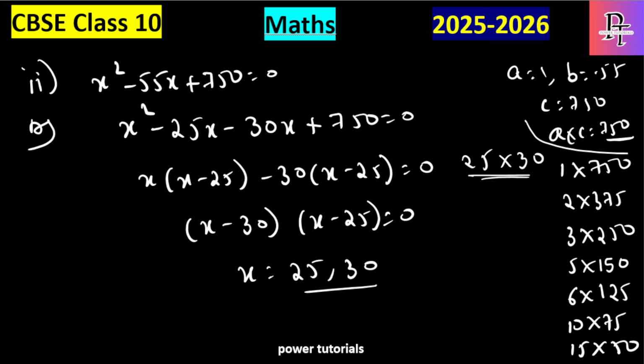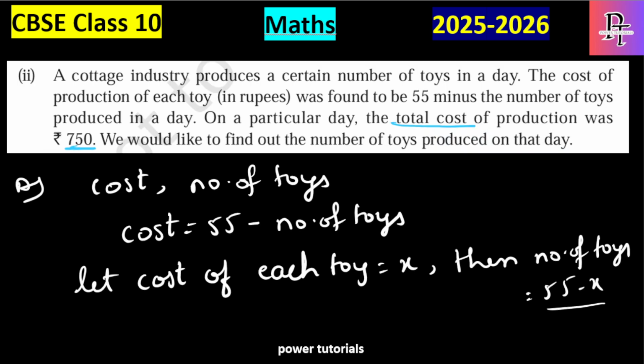So both the values are possible, which are 25 and 30, but as per the condition we'll see if any satisfied condition is not matching. Okay, so what was the condition we got last time when we discussed example 1? Number of toys is equal to 55 minus the cost of each toy, x. Then the number of toys they are asking.